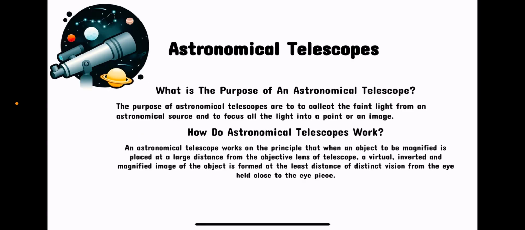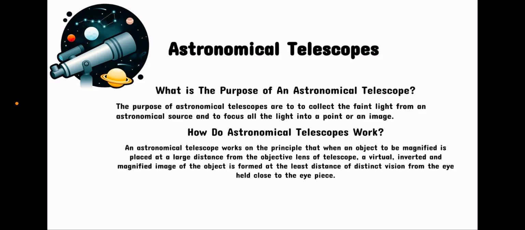Then, finally, we move into astronomical telescopes. So, what is the purpose of an astronomical telescope? The purpose of these telescopes is to collect the faint light from an astronomical source and to focus the light into a point or an image. So, how do telescopes work?